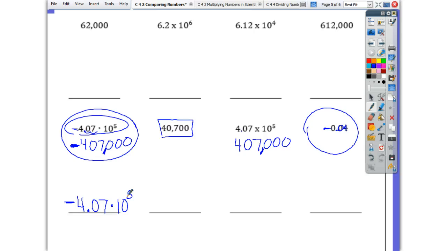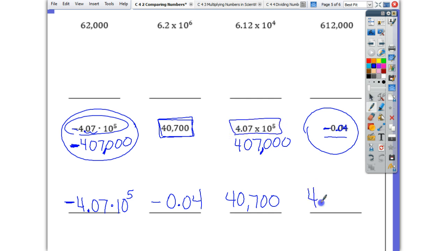Then we go to this one, because this one's closer to 0, so it is bigger than this one. A negative 0.04. Then the next one, which one is smaller here? 40,700 is definitely smaller than 407,000. So here's our largest one at 4.07 times 10 to the 5th power.